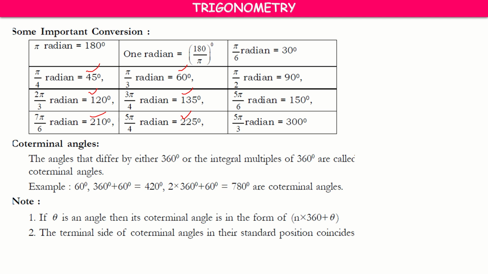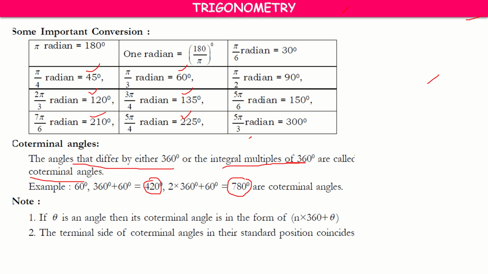See the angles which differ by 360 degrees, or a multiple of 360 degrees, we call them co-terminal angles. See here, 420 degrees is there. 420 degrees is nothing but a co-terminal angle. 780 degrees is also a co-terminal angle because it is more than 360 degrees. When the angle is more than 360 degrees, we call it a co-terminal angle because we must add 360 degrees to that.